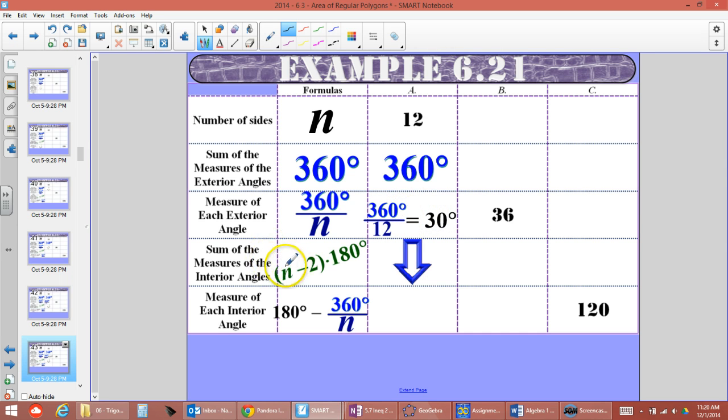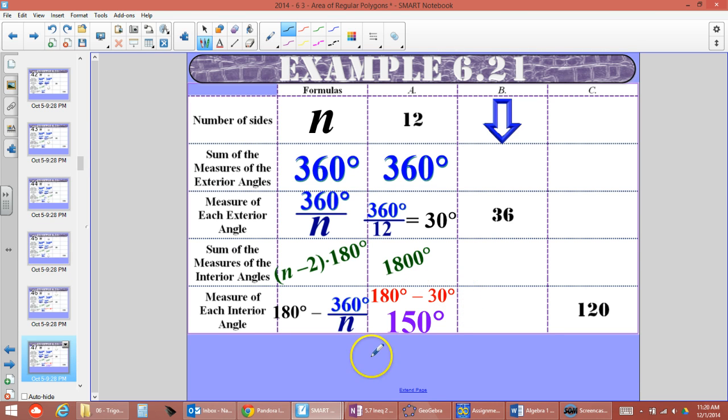Now we take that same 12 and plug it in right here, and we say (12 minus 2) times 180. Well, 10 times 180 is 1,800. And then I'm going to take 180 minus this value here, because they have to add to 180. So 180 minus 30 gives me 150. Or you could look at it as what plus 30 equals 180, and it's 150 either way.